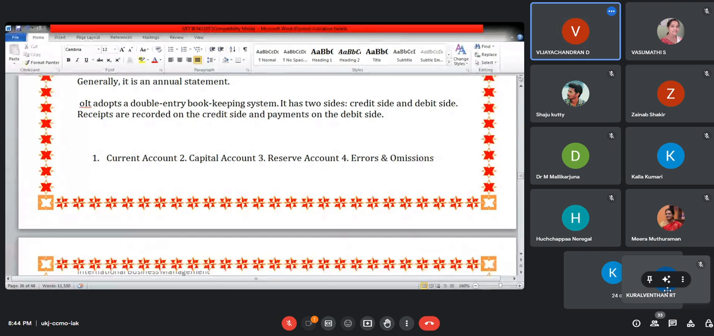It comprises three things: common size balance sheet, comparative balance sheet, and trend analysis. So we have to do three things in the case of financial statement analysis. So common size statement means what? You have to take one period, one balance sheet.